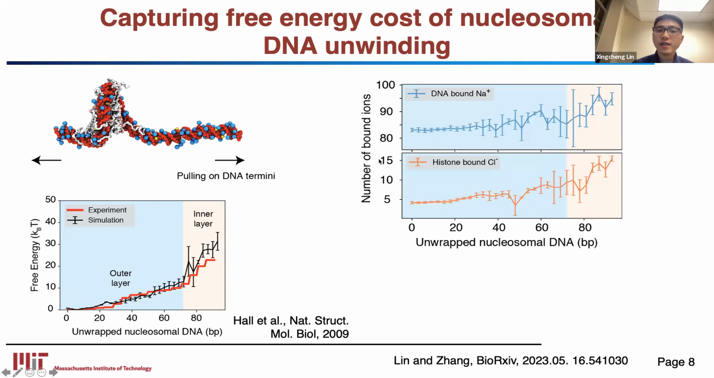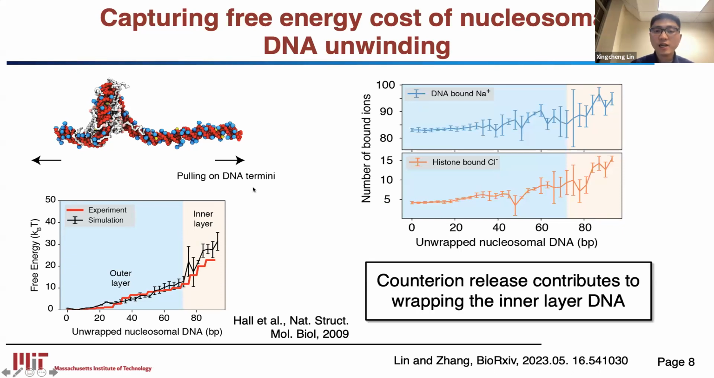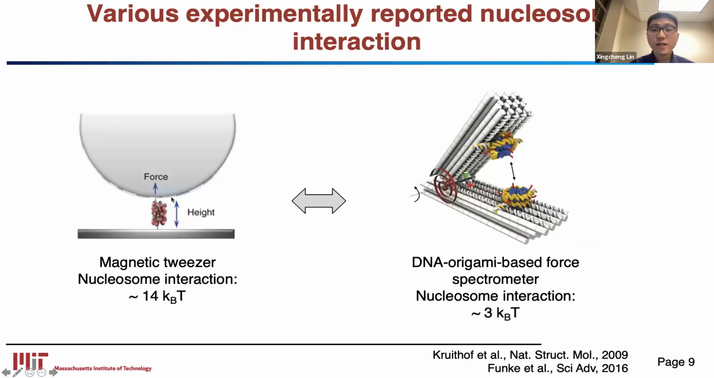Additionally, we find a series of contact ions would bind to the inner layer DNA as they start to unwrap. And that means that there is additional entropy contributing to this inner layer DNA wrapping as these contact ions start to be released. With this validation, it gave us the confidence to further look into the nucleosome-nucleosome interaction.